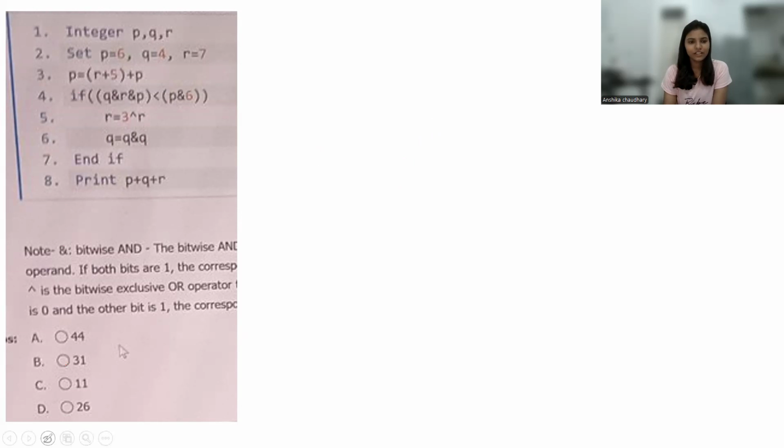So there are three integers actually, P, Q, R, and P contains 6, Q contains 4, and R contains 7. And then at line number 3, the question begins actually. P assign R plus 5. So what is the value of R as of now? 7 plus 5 plus P is 6. So it will become 12 plus 6 become 18. So P is now 18, right?